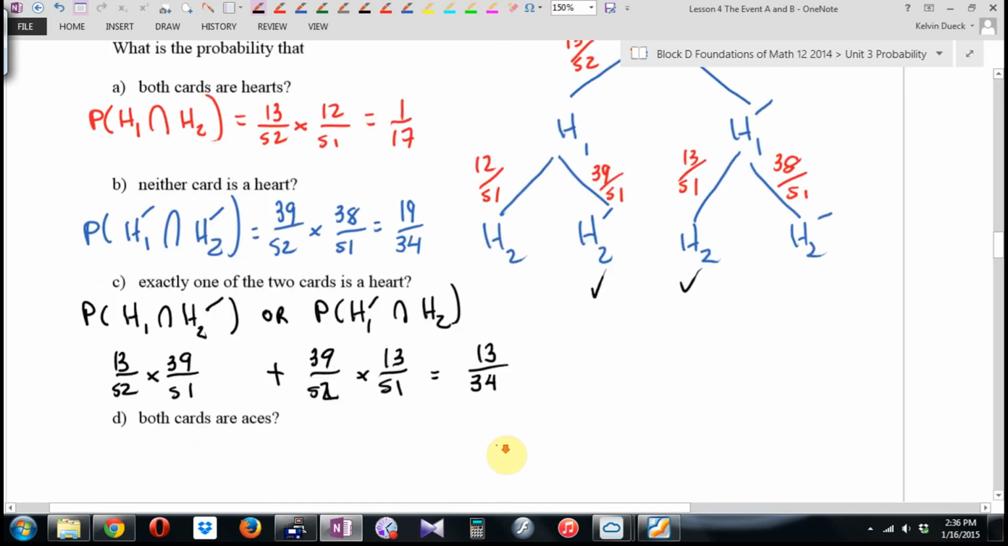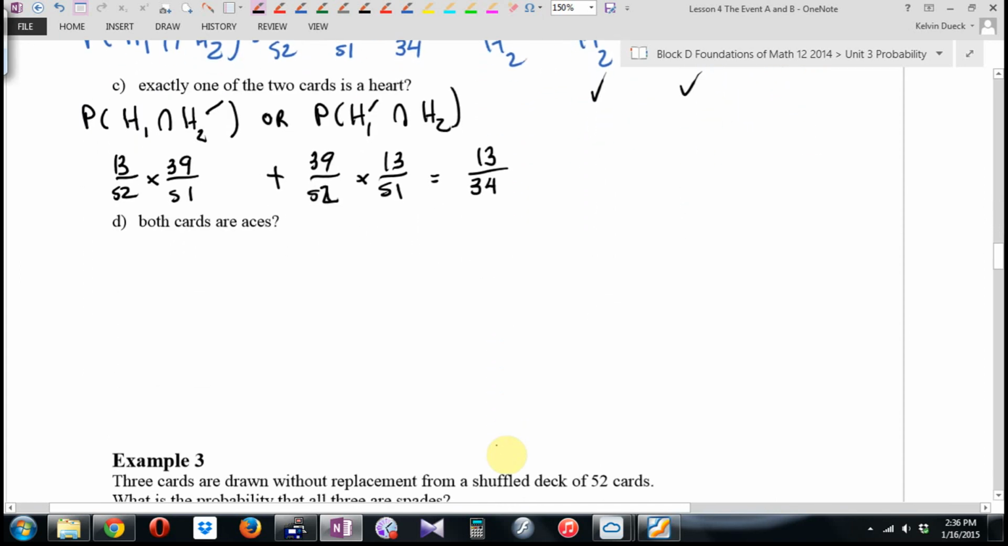We're going to finish with D. Rachel, what is, sorry, caught you. What does D want? First of all, 2 aces in a row. Good hand or bad hand? So I'm expecting a small probability or a big probability? Probably small. Okay, but anyways, what does it want?